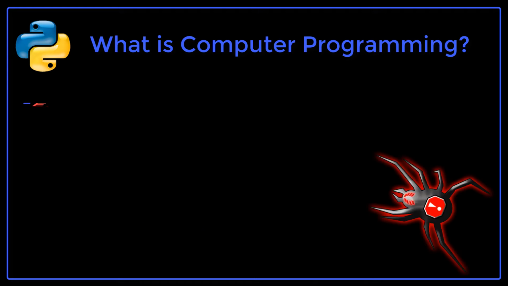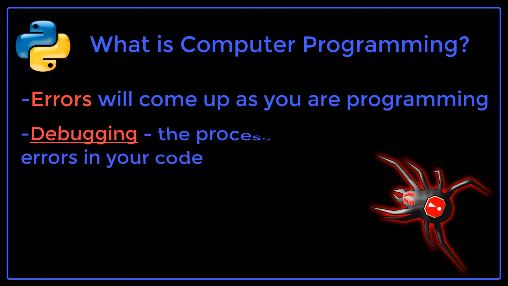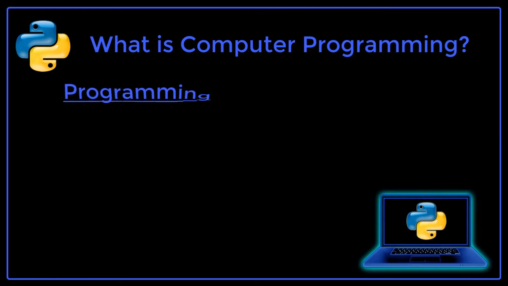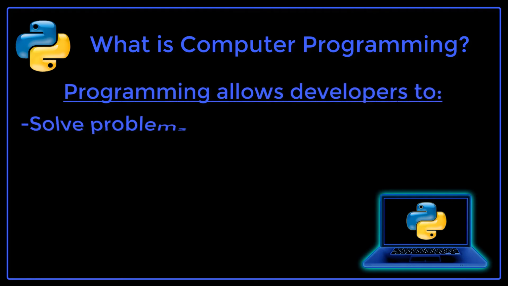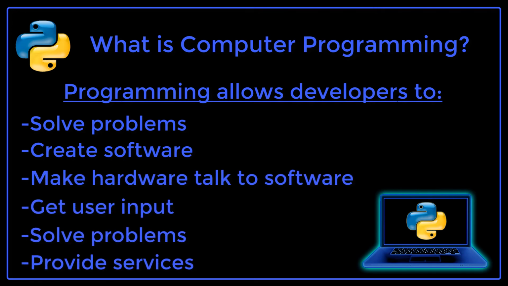the program. When programming, errors will come up in the program. The process of finding and fixing errors in your code is known as debugging. Programming allows developers to solve problems and empowers them to create software. It lets us make hardware talk to software, get user input, solve problems, and provide services.